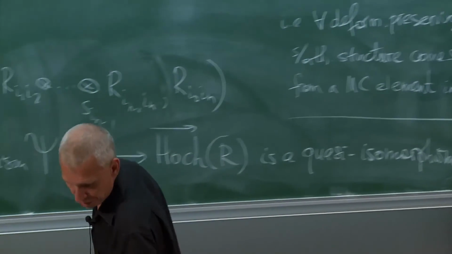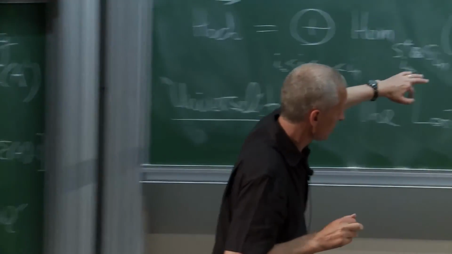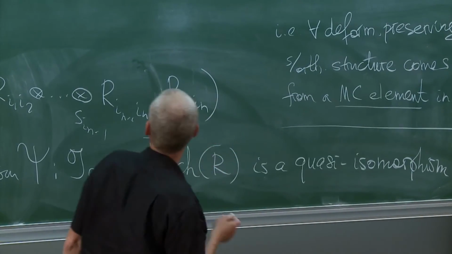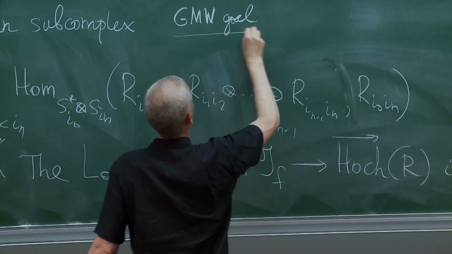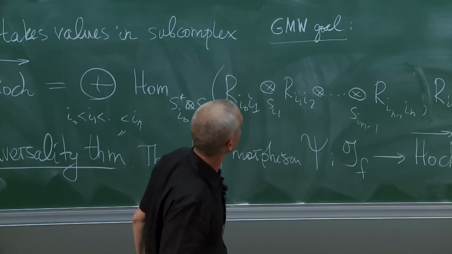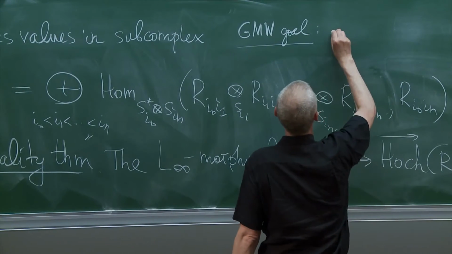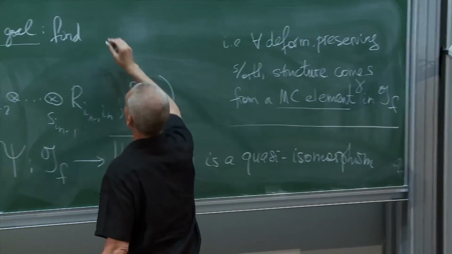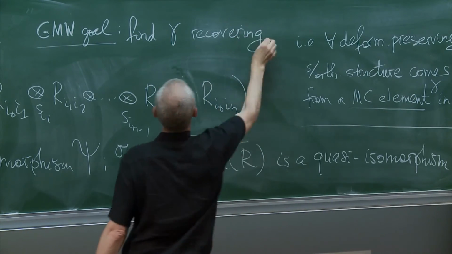And then the somehow physical motivation of Gaiotto, Moore, and Witten was to give particular examples of such elements which would recover the Fukaya-Seidel category. So let's try to go more concretely. In principle there may be several approaches, and we're still thinking about other approaches to this problem: to find the Maurer-Cartan element, let's say gamma, recovering the Fukaya-Seidel category.